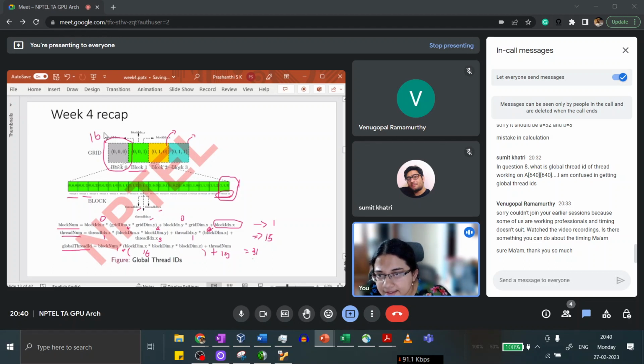So you're basically trying to calculate how many threads there were in all the blocks that come before it, and then add the offset of that particular thread within the block. That's what thread number gives you, the offset of the thread within that block. So this is the idea of global thread ID.